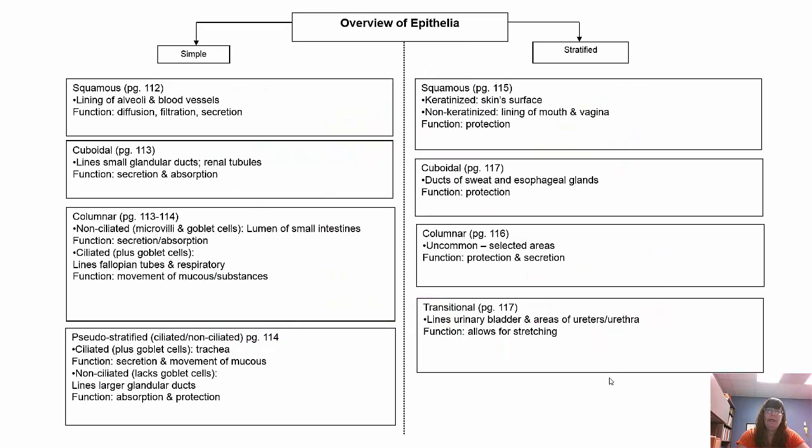This is just a chart showing you an overview of the epithelial, simple versus stratified, and the functions. So very importantly, make sure you go through this so you know the functions. Because the functions are very important and they're going to be on your test. So this is a great chart to study for epithelial tissue.